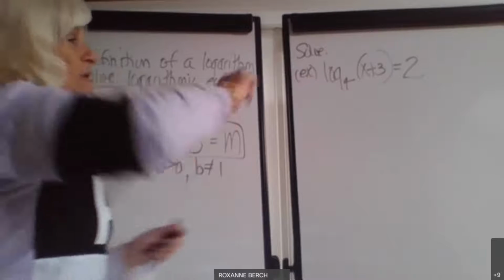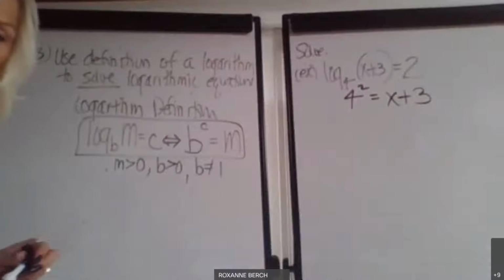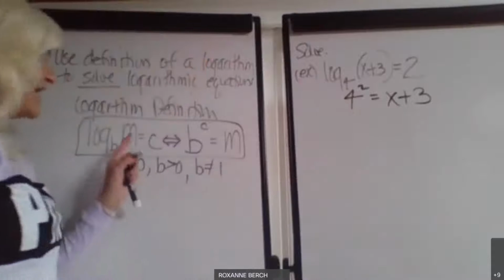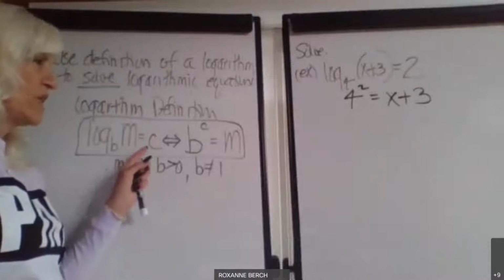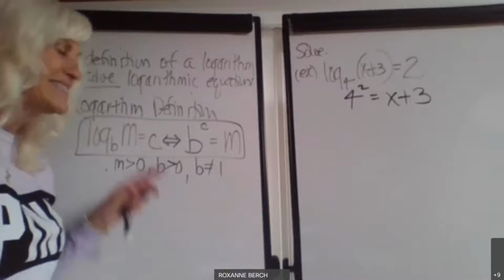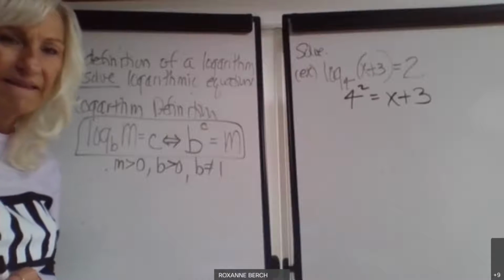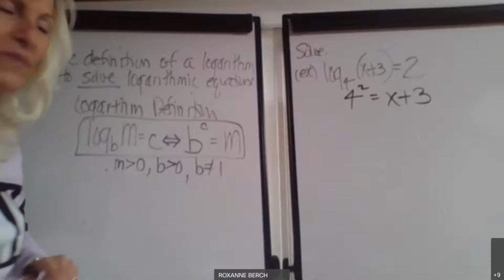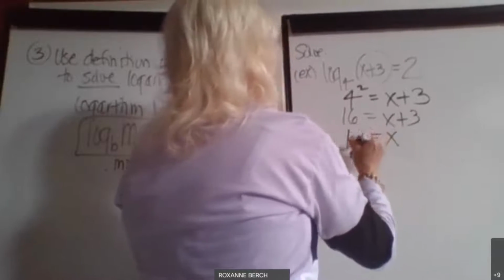So wouldn't this be 4 squared equals x plus 3? Because isn't the base of the logarithm the base of the exponent? Isn't whatever is in the log what the exponent's equal to? And isn't what the logarithm's equal to the power of the exponent? So see how I used the definition to get rid of the word log? So this is linear, can't you solve it? Isn't this 16 equals x plus 3, and when you subtract 3, isn't that 13?